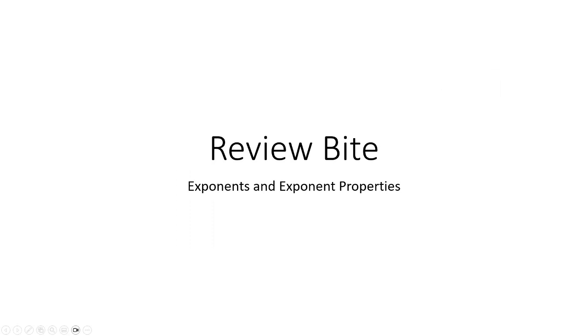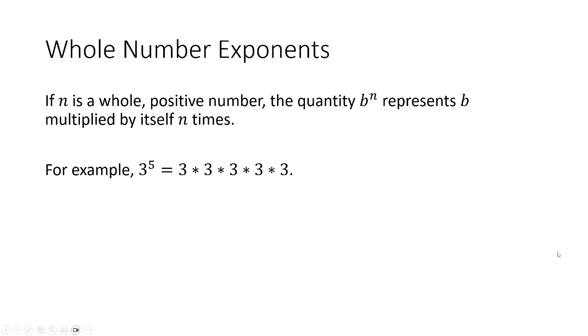Hello everyone and welcome to a very quick review bite on exponents and exponent properties. To review the meaning of an exponent, which is a whole number, if you have a quantity like b to a power n, then this represents the base b multiplied by itself n times. For example, if you see an expression like 3 to the power 5, then you take 5 copies of the base 3 and multiply them together.